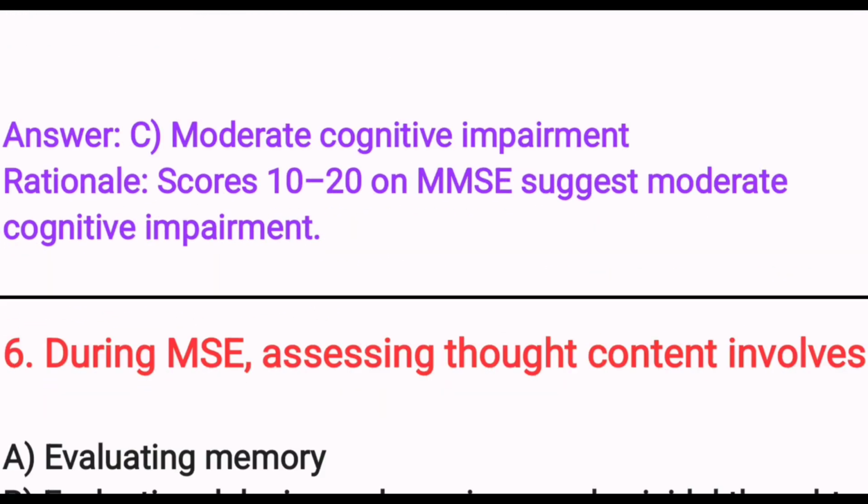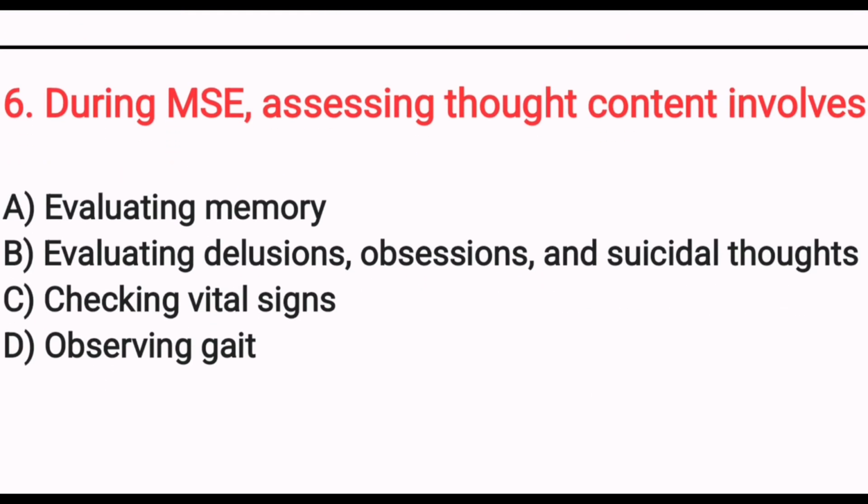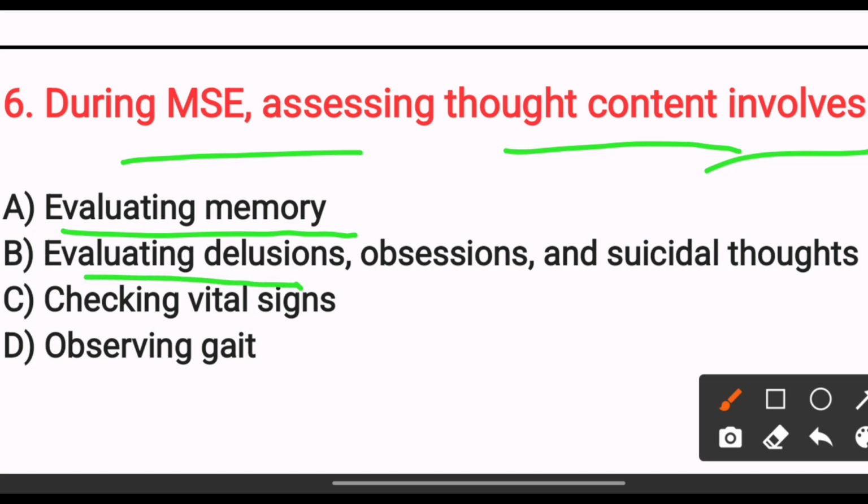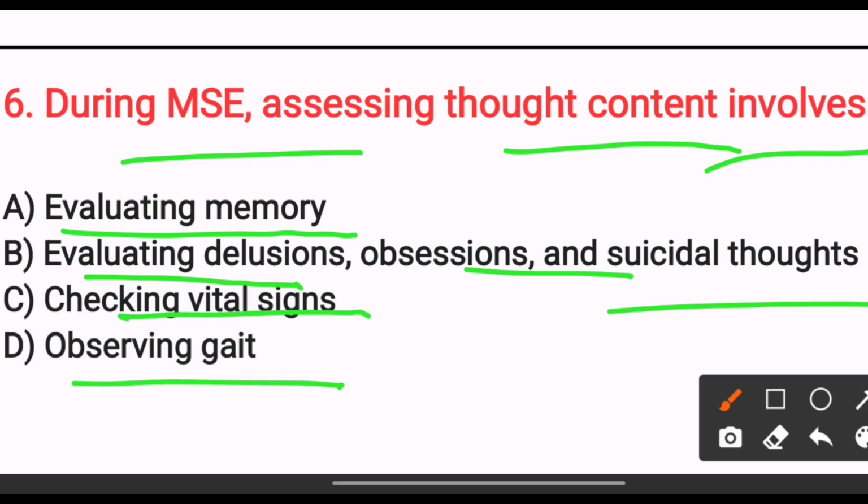Next, during the mental status examination, assessing thought content involves: option A, evaluating memory; option B, evaluating delusions, obsessions and suicidal thoughts; option C, checking the vital signs; option D, observing the gait. The answer is option B, evaluating delusions, obsessions and suicidal thoughts.